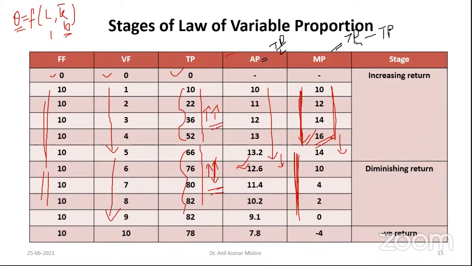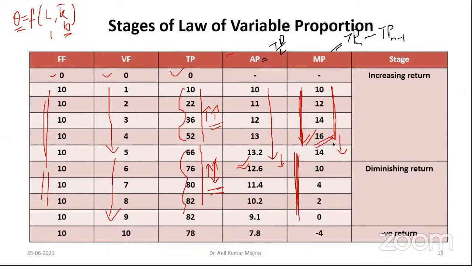Total product of n minus 1. Take the difference between two successive total products. That first is to be blank, then 10 minus 0, 10, 22 minus 10, 12, 36 minus 12, 14, 52 minus 36, 15, and so on. That way you have to calculate this.